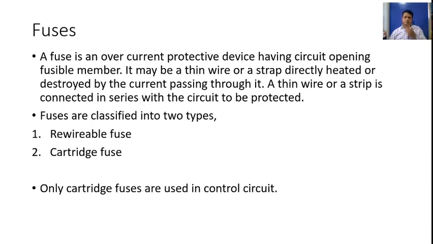What are fuses? A fuse is an overcurrent protective device having a circuit opening fusible member. It may be a thin wire or a strap directly heated or destroyed by the current passing through it. We have all seen domestic fuses and industrial fuses. The fuse operation depends on the current passing through it. A thin wire or strip is connected in series with the circuit to be protected. Fuses are classified into two types, rewirable fuse and cartridge fuse. Only cartridge fuses are used in the control circuit, whereas the other fuses are used in other types of equipment. Cartridge fuses are used in the control circuit because they are more stable than the rewirable fuses.